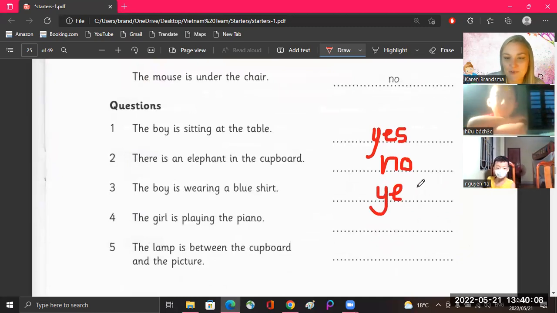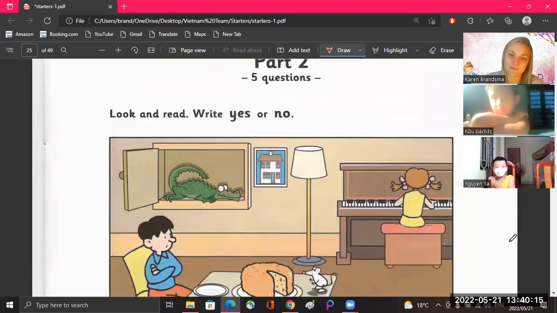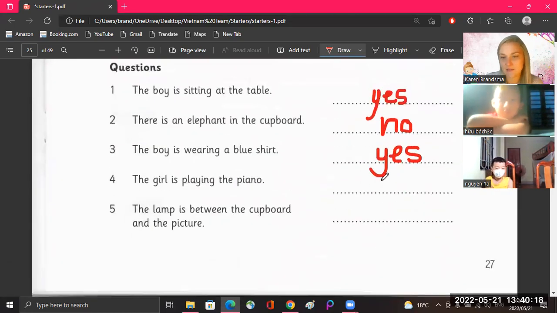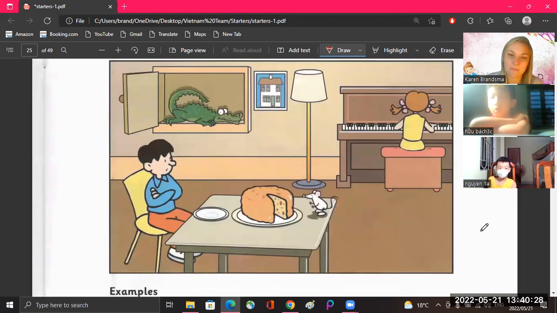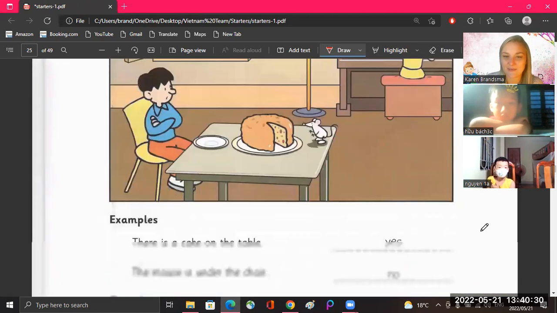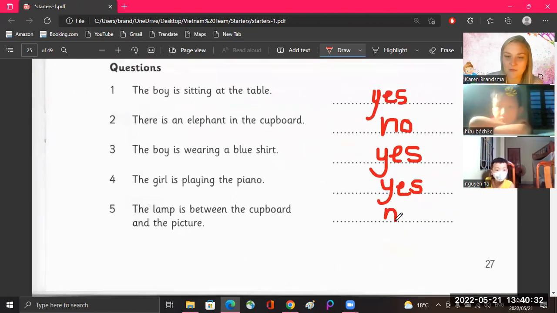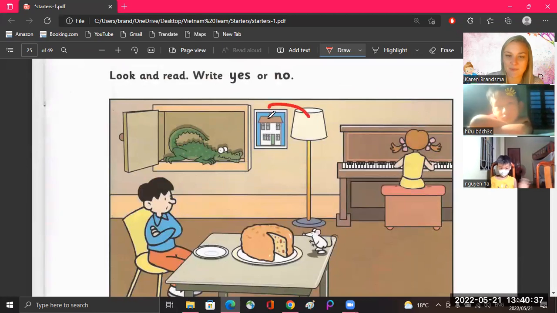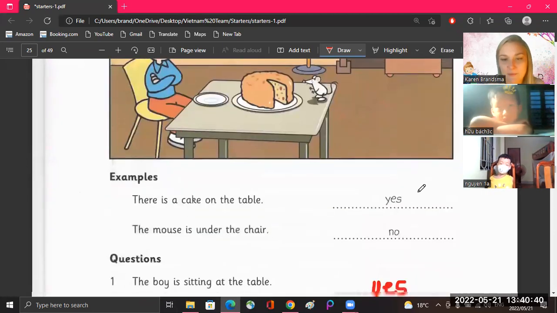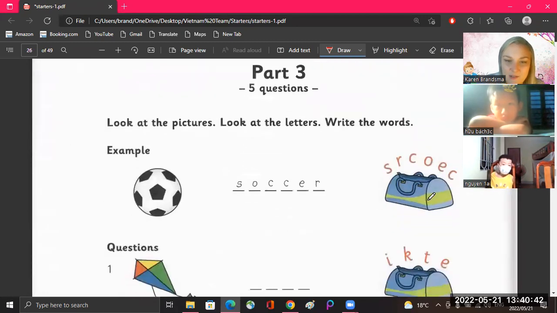Number four, Nguyen. The boy is playing the piano. Yes. Okay, number five, Bach. The lamp is between the cupboard in the picture. No. Very good. The picture is between the lamp and the cupboard. Okay, good. Let's look at part three.